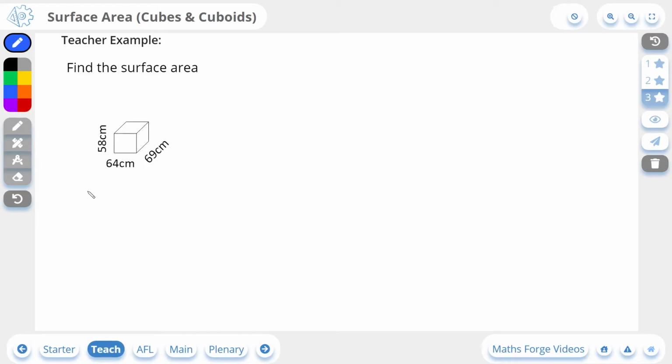Now let's do a 3-star example. Here we're being asked to find the surface area of this cuboid. And again, we know it's a cuboid because none of the sides have the same length. So let's identify which faces have the same area as each other. So we have the front face here, which is going to be a 58 by 64. That's the area. It's going to be 58 times 64. And the only other face that's going to share this area is the back face. So we can say that front is equal to back in this case.